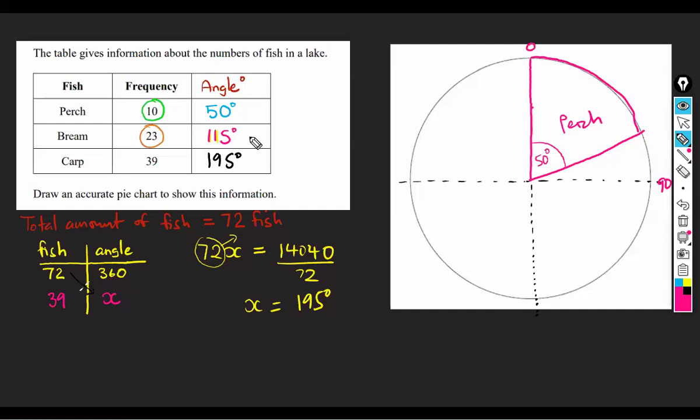The bream is about, let me see, 100, and it will be easier to do the carp next, because how much is 180 degrees? 180 degrees is half of the circle, and half of a circle, 90 plus 90, is what? 180. So 195 could just be a little bit more than that. Think about it like this.